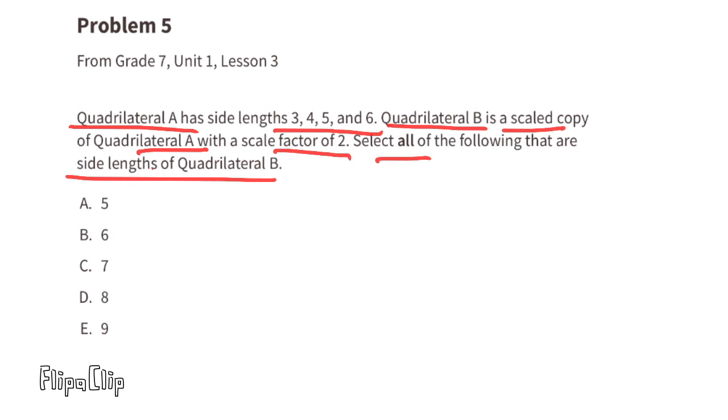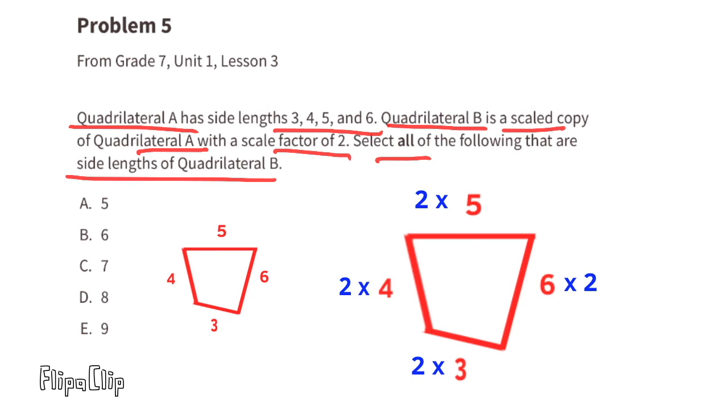Problem number 5 from 7th grade, Unit 1, Lesson 3. Quadrilateral A has side lengths 3, 4, 5, and 6. Quadrilateral B is a scaled copy of quadrilateral A with a scale factor of 2. Select all the following that are side lengths of quadrilateral B.